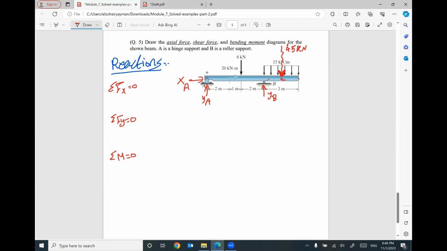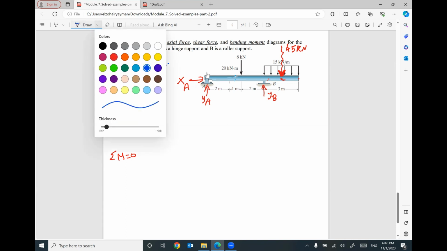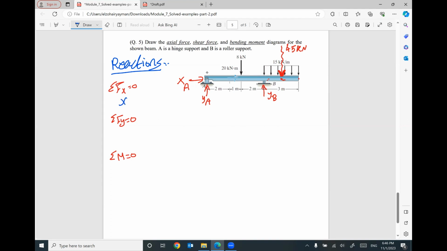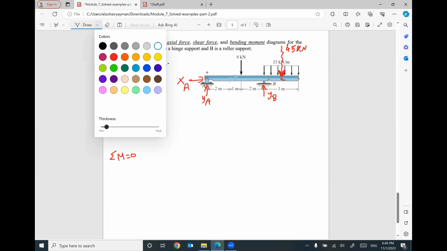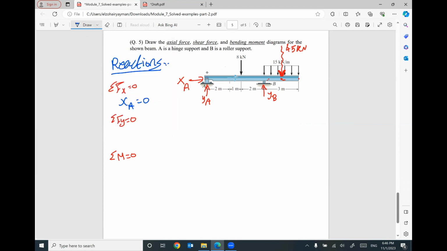Nothing new so far. I will apply my equilibrium equations. So summation of X equals 0. I think XA will be 0. Nothing here. I'm sorry, we have a mistake here. Okay. Summation F of X equals 0, so XA will be 0. Summation F of Y equals 0. We have positive YA, positive YB, negative 8, negative 45 equals 0. So YA plus YB will equal, I think, 53.